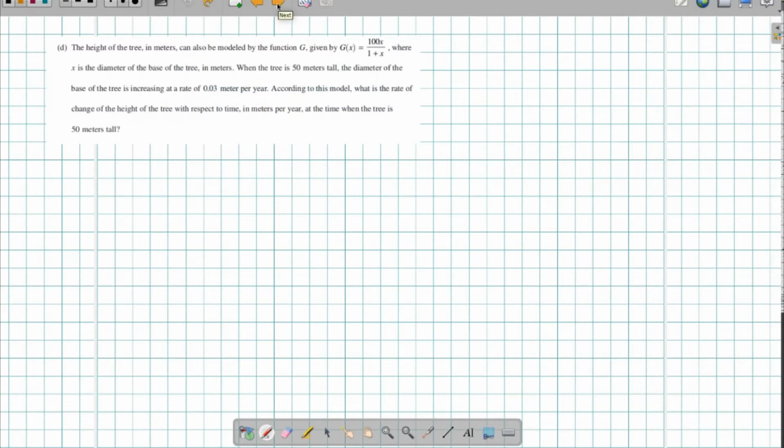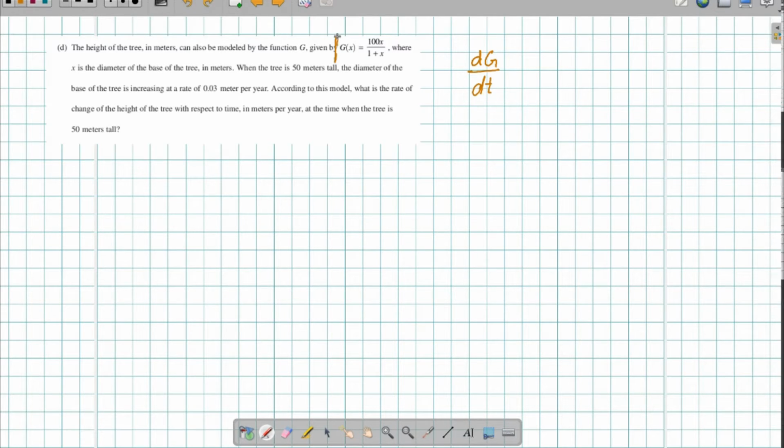Part D says the height of a tree in meters can be modeled by the function g, given by g of x is equal to 100x over 1 plus x, where x is the diameter of the base of the tree in meters. When the tree is 50 meters tall, the diameter of the base of the tree is increasing at a rate of 0.3 meters per year. And it says, according to this model, what is the rate of change of the height of the tree with respect to time.